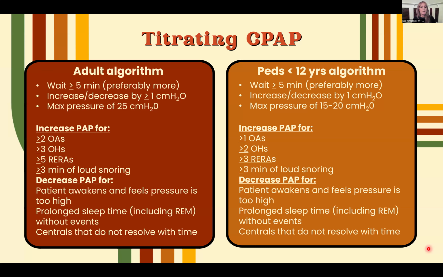When we do increases, for kids under 12, it's 1 OA versus 2 OAs for older people. 2 OHs versus 3 hypopneas for older. 3 versus 5 RERAs. The 3 minutes of snoring is the same, loud snoring. And we're going to decrease PAP if the patient awakens, feels like it's too high.